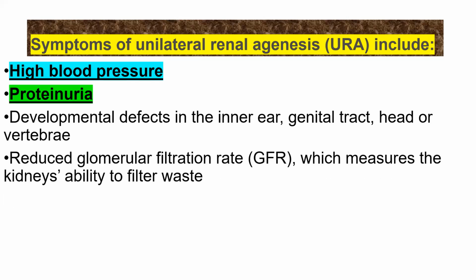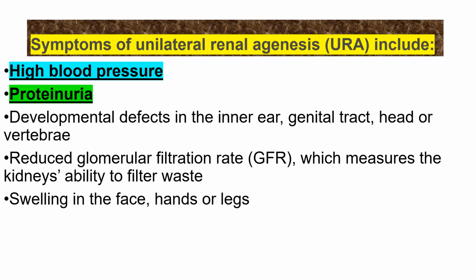Number 4 is this glomerular filtration rate. Means you will find that if a person has unilateral renal agenesis, then his or her glomerular filtration rate will be reduced, which measures the kidney's ability to filter waste. So here the GFR, the glomerular filtration rate, will be reduced. And next is swelling in the face, hand or leg. You might find the swelling in the face, hand or leg.